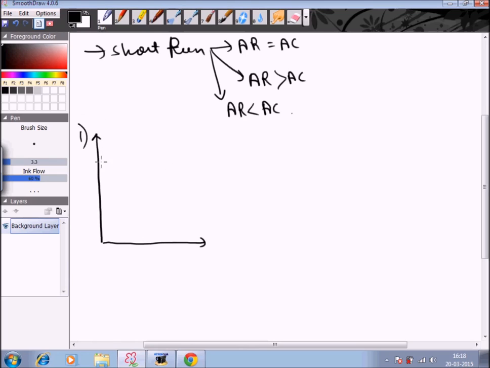So here we see we get a kinked demand curve, and simultaneously we get a marginal revenue curve. This is the demand curve. This is the marginal revenue curve. So if the marginal cost curve cuts the marginal revenue curve at this particular point, this is a marginal cost curve, we get the profit maximizing output at Q. And if we extend this to the demand curve, we get the price.